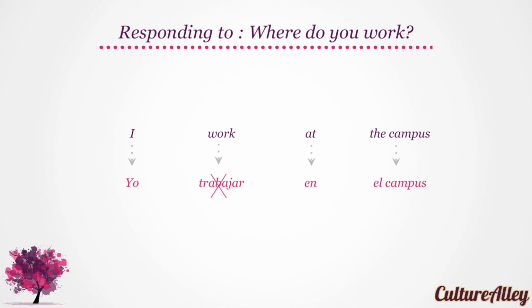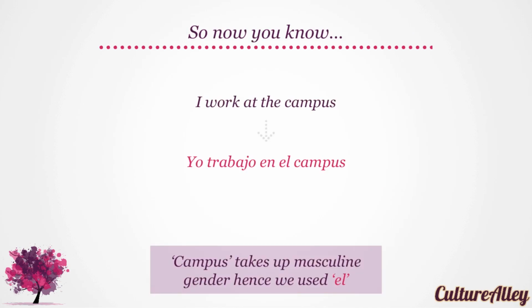Say that, please. El campus. We saw that we need to conjugate the verb to work, or trabajar. With yo, or I, it becomes trabajo. So now you know, I work at the campus translates to yo trabajo en el campus. Remember that campus takes up masculine gender, hence we used el as the translation for the.